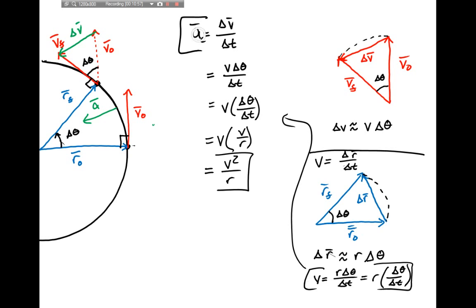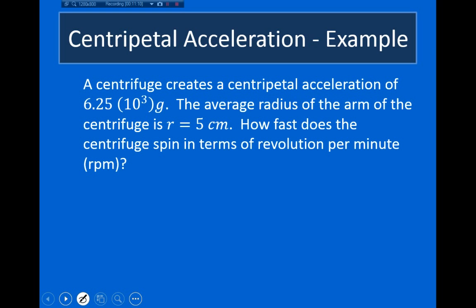So centripetal acceleration always points towards the center of the circular path, and its magnitude is given by v squared divided by r. So let's go ahead and consider a couple examples.